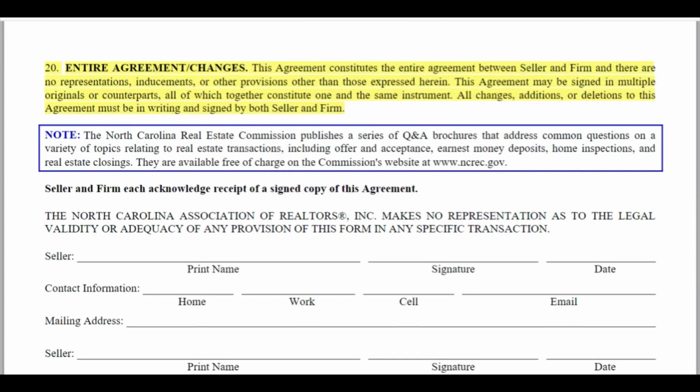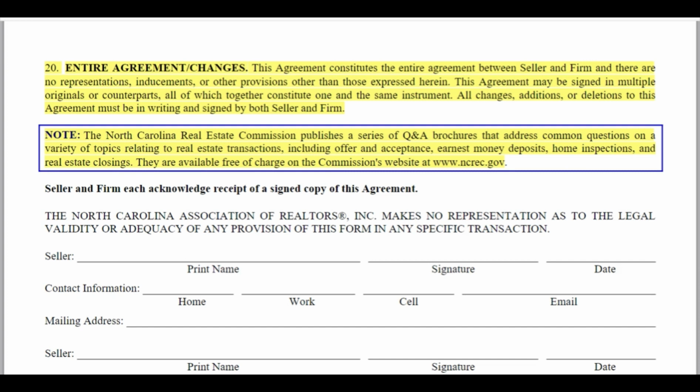So, entire agreement, changes. This agreement constitutes the entire agreement between the seller and the firm, and there are no representations, inducements, or other provisions other than those expressed herein. This agreement may be signed in multiple originals or counterparts, all of which together constitute one and the same instrument. All changes, additions, or deletions to this agreement must be in writing and signed by both seller and firm.